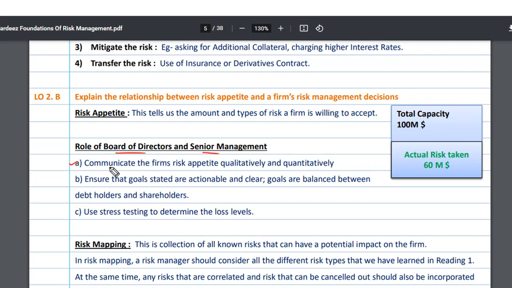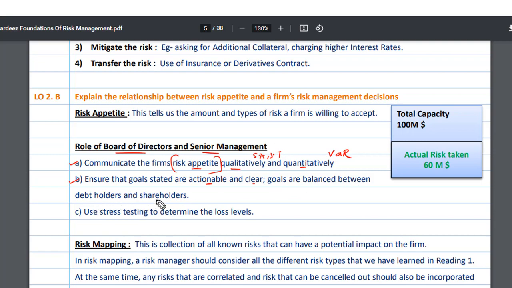So the role here is to communicate the firm's risk appetite qualitatively by using scenario analysis or stress testing, or they can use it quantitatively, for example value at risk, and prepare their risk appetite. Secondly, ensure that goals stated are actionable and clear, and goals are balanced between debt holders and shareholders.